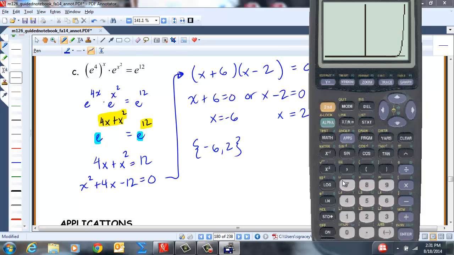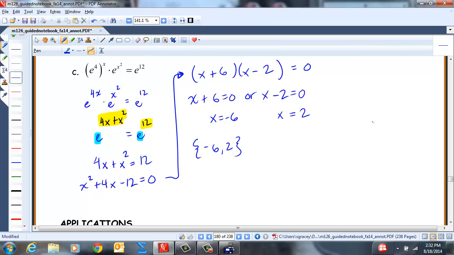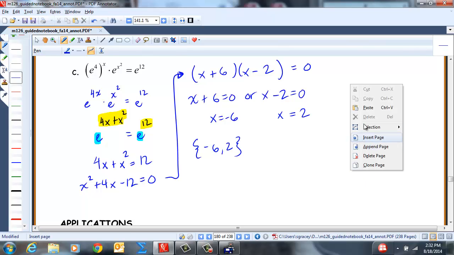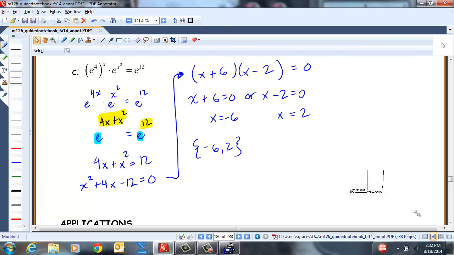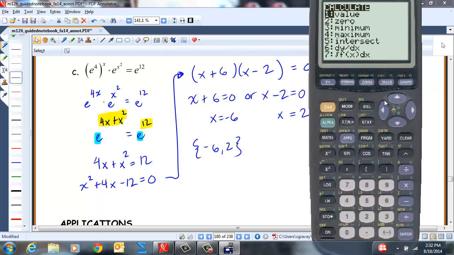Ah, gotcha. Okay, so it's a little odd, but let's go to our intersect. So our first intersection point is at x equals 2. And then we'll do a screenshot of that. And then the other one, we need to cursor more to the left. So we'll go second, calculate, intersection. And we need to go more by -6.